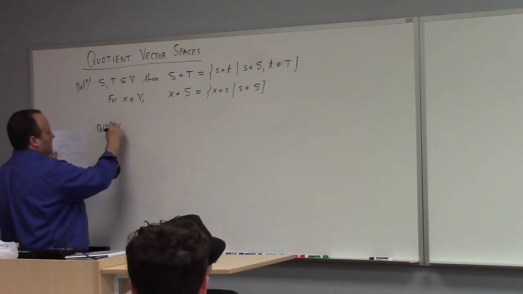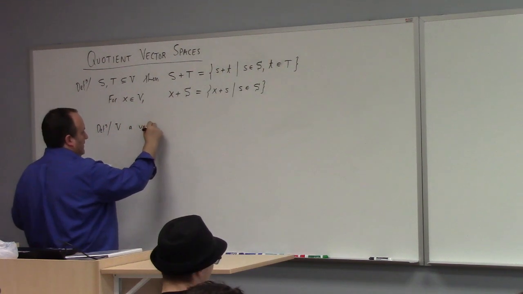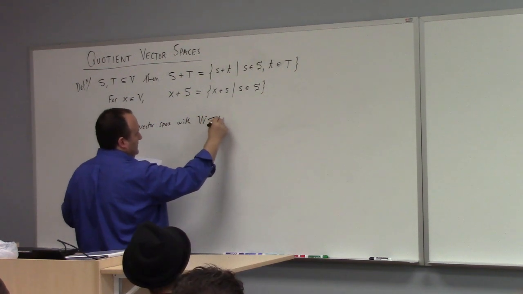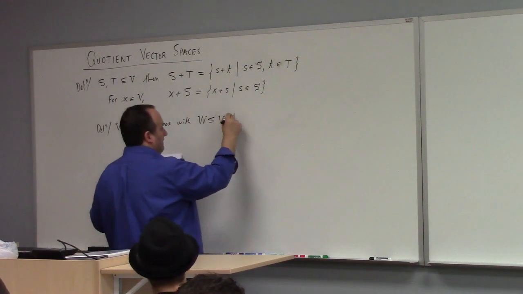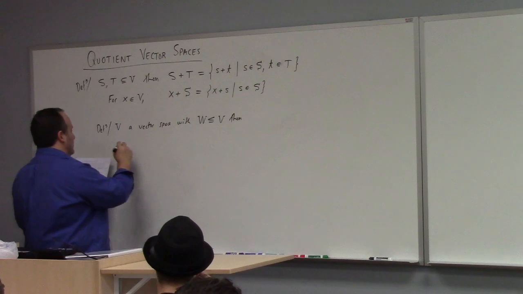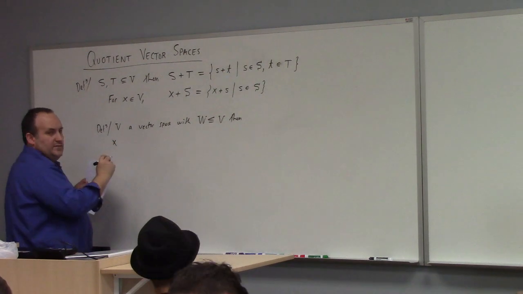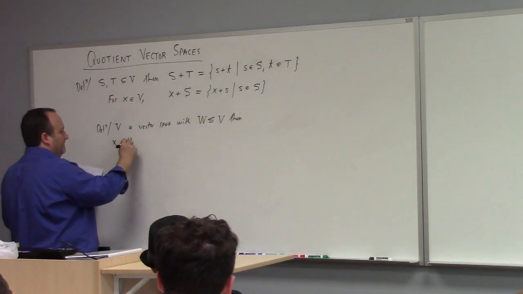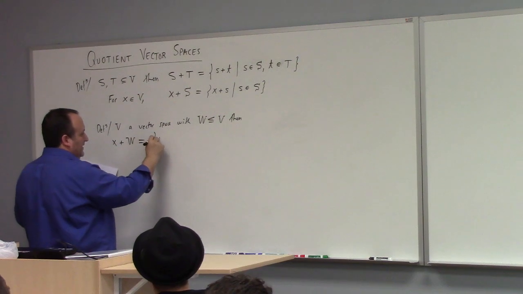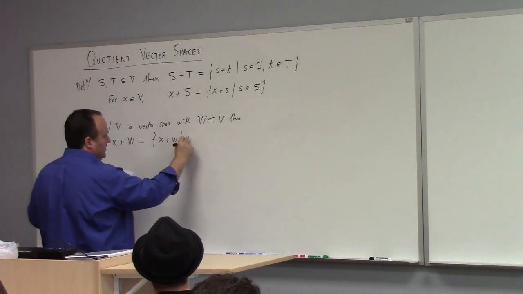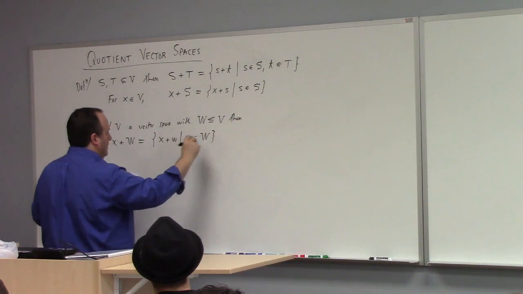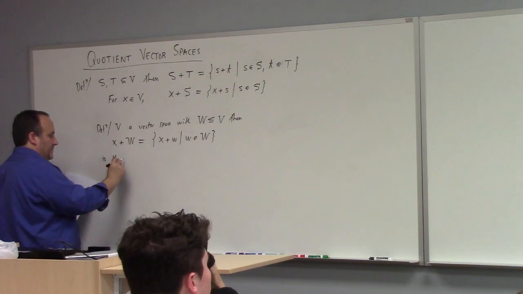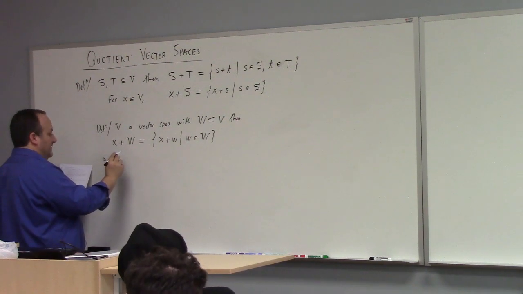V, a vector space, with W, a subspace of V. Then X plus W equals, again, X plus little w, such that little w is in big W. This is a coset of W.